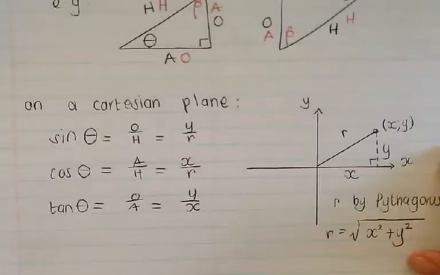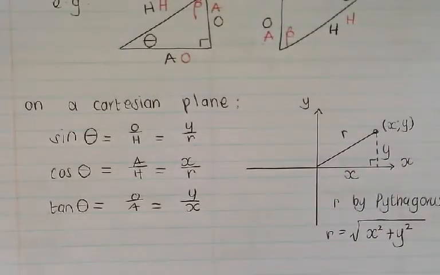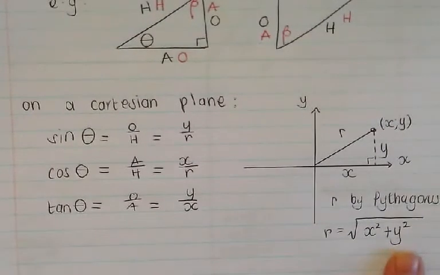And when we did that, we found that opposite over hypotenuse always was y over r. And cos was always x over r, and tan was always y over x. And we found my r value by doing Pythagoras.